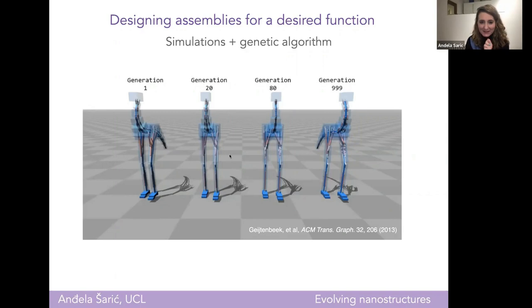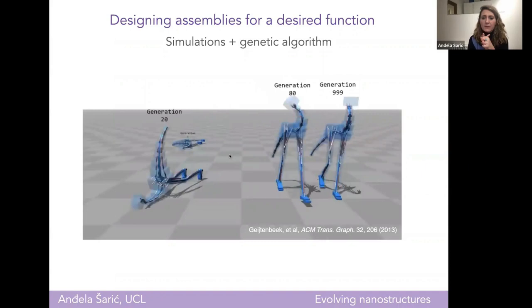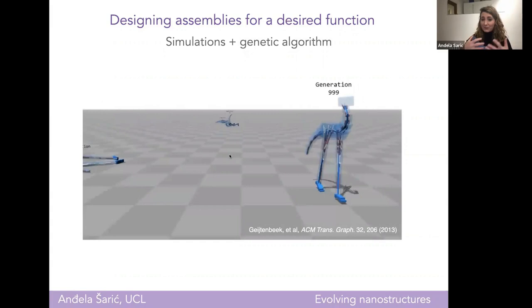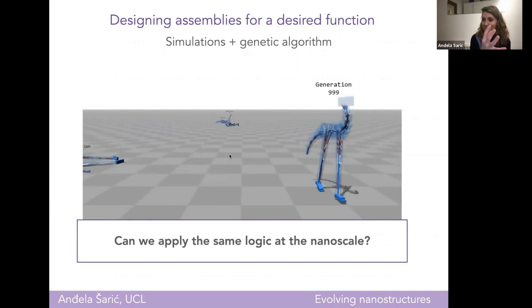So we were really inspired by this work where the group used genetic algorithms and simulations to design bipeds that walk fast and straight. So basically they started with a random guess and then used genetic algorithms to evolve something that can walk well. We were thinking, can we apply the same logic at a nanoscale? So here really the situation is deterministic. At the nanoscale, things work on average, but we can capture this in simulations. We can do lots of replicas and then see on average how our machine performs.